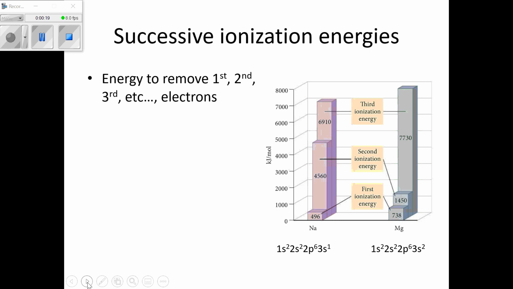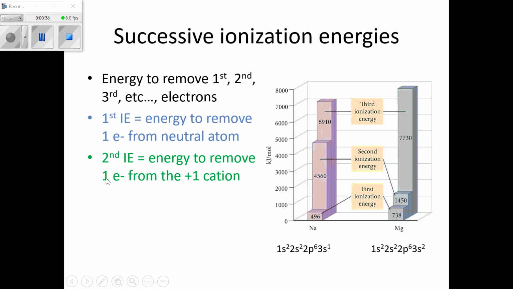So first, let's take a look at successive ionization energies. What that means is the energy to remove the first electron versus the second, third, fourth electrons. The first ionization energy is the energy to remove one electron from a neutral atom. You could also have the second ionization energy, which would be to remove a second electron once it's already lost one. So basically what we're doing is removing an electron from a +1 cation. And then the third ionization energy would be the energy to remove an electron from the +2 cation, and so forth.